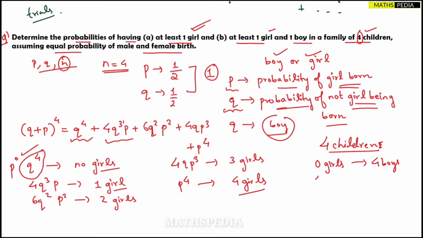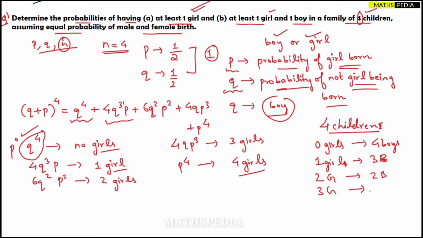Totally 4 children, right? So 1 girl means what? There will be 1 girl and 3 boys. Okay, I'll put B here. And 2 girls means 2 boys. Totally it should be 4 children. That's it. 3 girls, 1 boy. 4 girls, 0 boys. This is the case. So these many cases are there. So p power 0 basically means, since I have considered p as the probability of girl being born, 0 girls, no girls.